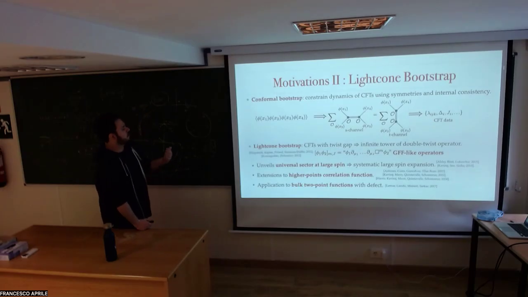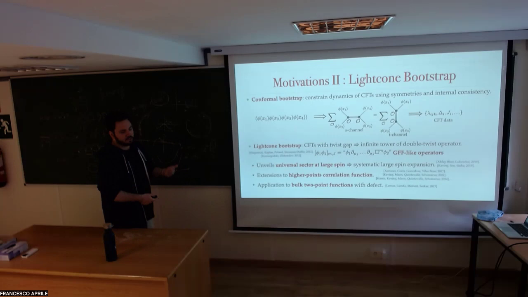One of the most important achievements in analytic bootstrap is due to a couple of seminal papers back in 2012, where they found that every unitary CFT with a twist gap must contain an infinite tower of double twist operators at large spin. So the conformal dimension is the one of GFF-like operators at large spin. And this result was obtained by looking at a specific kinematic limit, the lightcone limit. This technique also unveils a universal sector at large spin, so one can in general perform a systematic large spin expansion. There are a lot of papers on that.